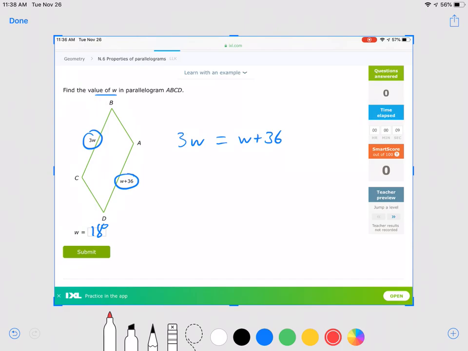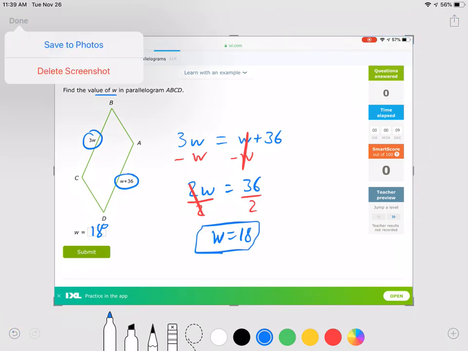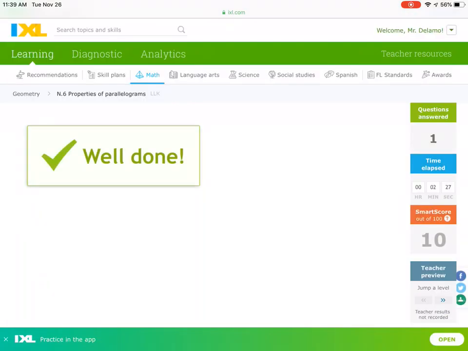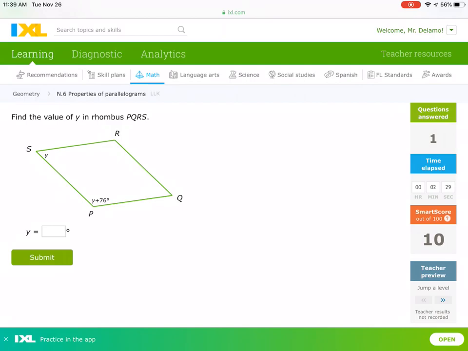We need to combine them together. The way we do that is we're going to subtract. I like to subtract the smaller one, so this cancels out, but we got to subtract it on the other side. So we get 2W equals 36, and then we can divide by 2. This cancels out, divide by 2, and we get W equals 18. Nice methodical way of doing it. Okay, delete screenshot. W is 18, submit. Well done. Okay, find the value of Y in a rhombus.